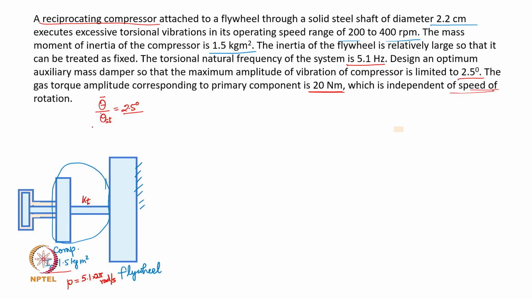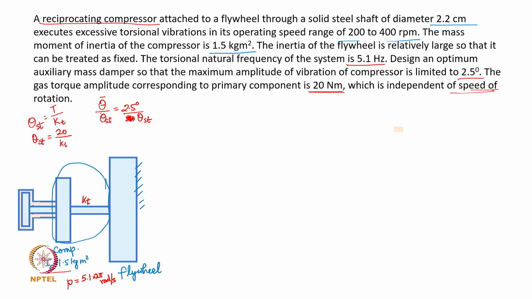we know theta st, that is the static twist in the shaft. It's going to be what? T by kt. Now, 2.5 divided by the primary component, which is T, is 20 Newton meters. So, let me separately write it here. Theta st is going to be 20 Newton meter divided by kt.